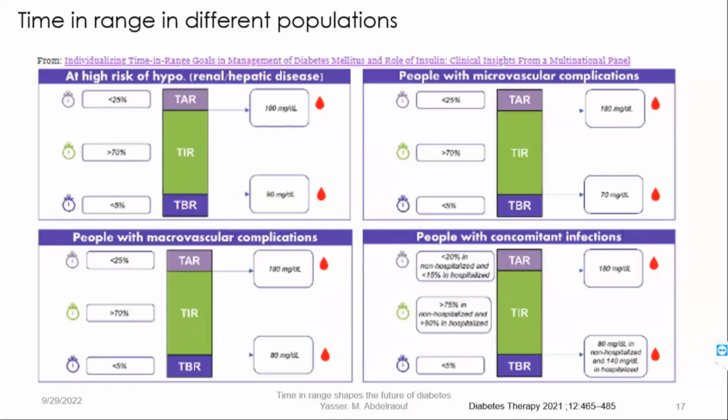Patients who have macrovascular complications, the target is relaxed from 80 to 180 milligram per deciliter, and people with concomitant infection and they are hospitalized, the target is from 140 to 180 and should be in this target for more than 80% of the time. And if they are not hospitalized, the target is from 80 to 180 and should be in this target for more than 75%.